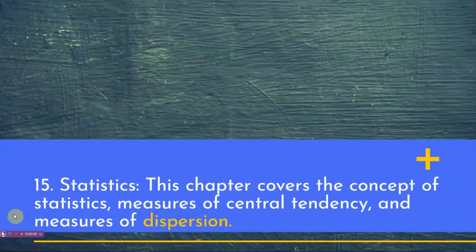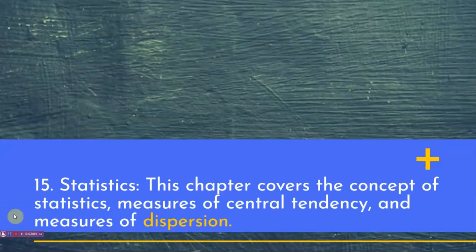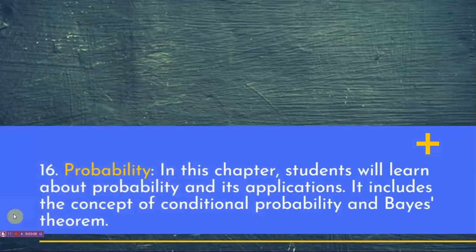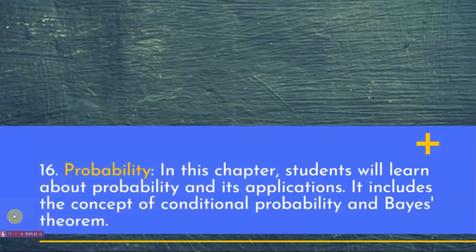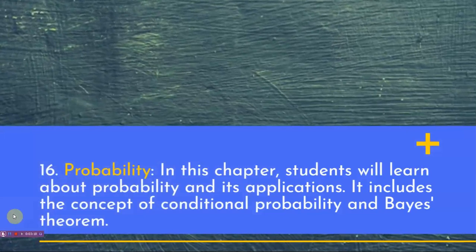15. Statistics. This chapter covers the concept of statistics, measures of central tendency, and measures of dispersion. 16. Probability. In this chapter, students will learn about probability and its applications. It includes the concept of conditional probability and Bayes' theorem.